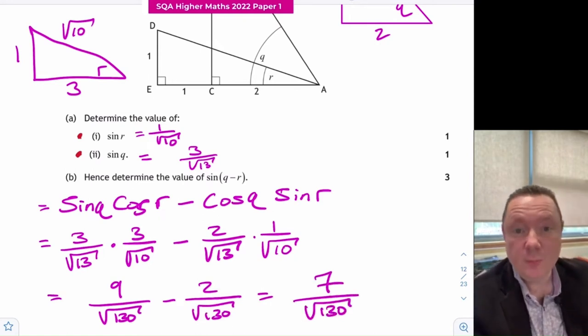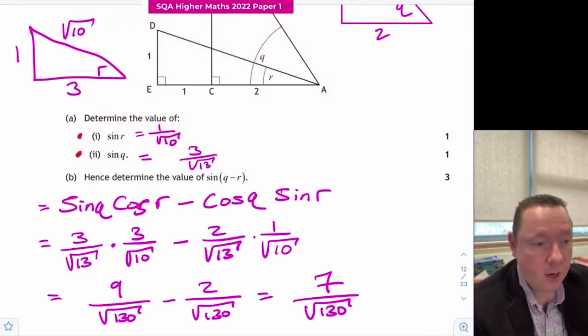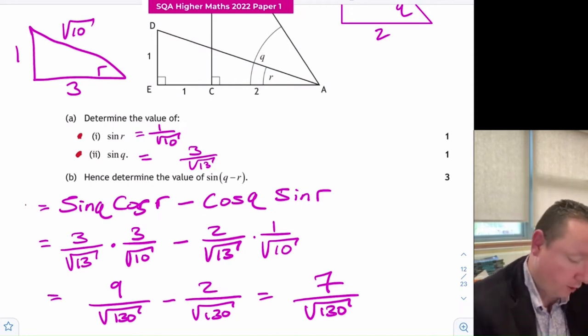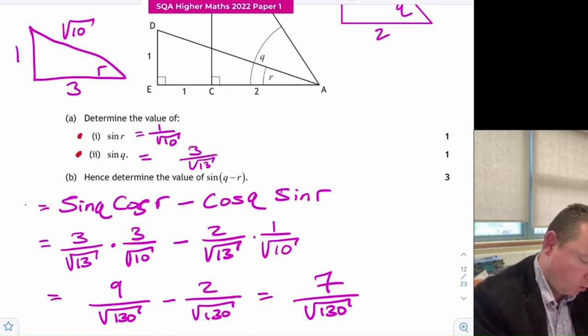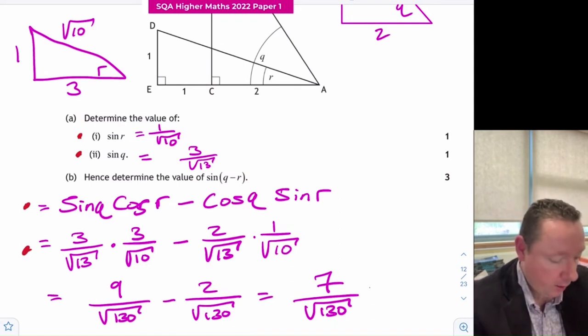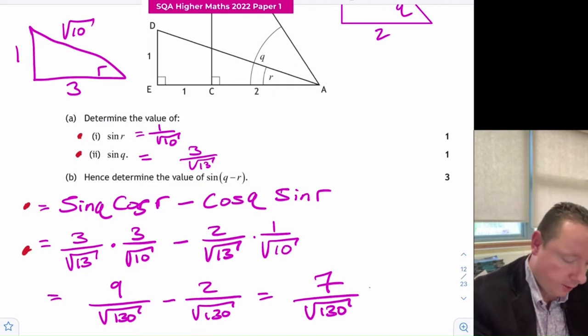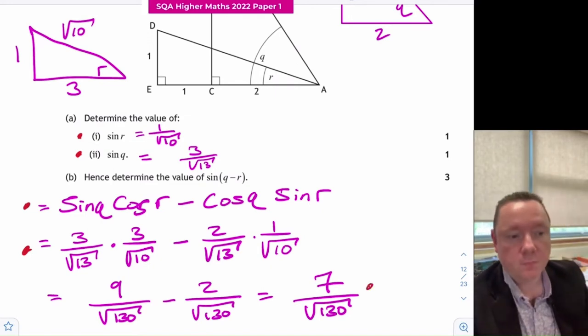Always double check if you can simplify that surd at the end, but you can't, and you don't have to rationalize the denominator for the marks because we're not examining that. So where do you get your marks for part B? If you go down sine q cos r minus cos q sine r, or you imply that by doing this, you get your marks. So there's mark 1 and 2. Substituting in, 3 over root 13, 3 over root 10, minus 2 over root 13, times 1 over root 10 is your second mark, and then your final mark, obviously, for working it out as 7 over root 130. So there's your final mark there.